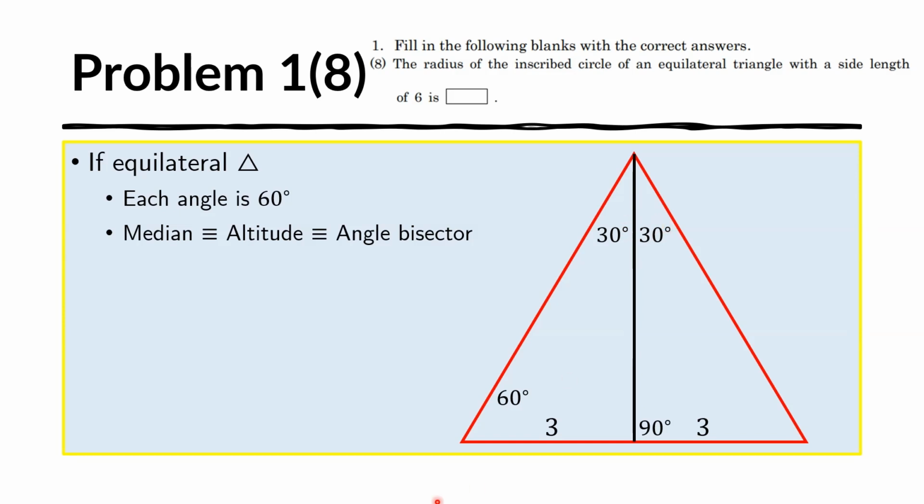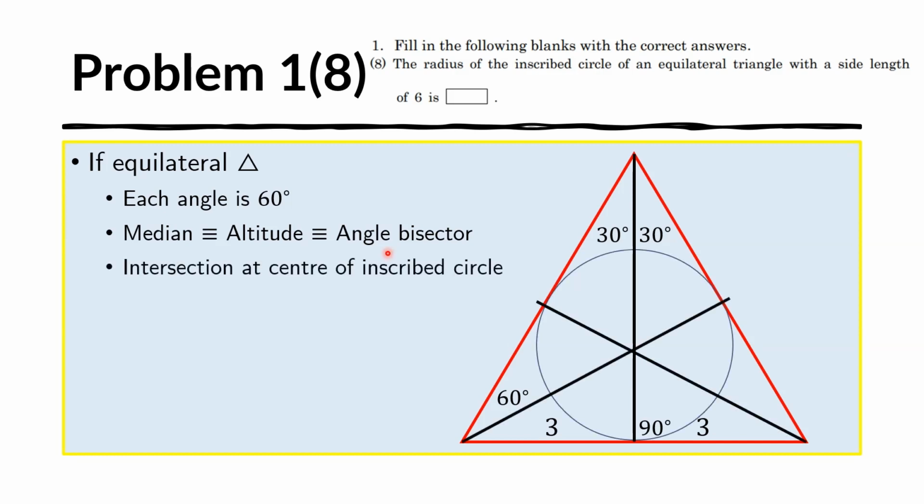And also, if we draw the other medians, so this is one of the medians, the other medians could be drawn here and here. They all intersect at one point if it's an equilateral triangle. And that intersection is actually the center of the inscribed circle. So the inscribed circle is the circle that is tangent to all three sides of your triangle. And so this is the center. This is where the medians, the altitudes, the angle bisectors intersect, and this is also the center of your inscribed circle. Therefore, this length from here to here is your radius.